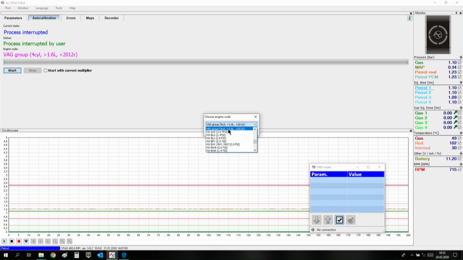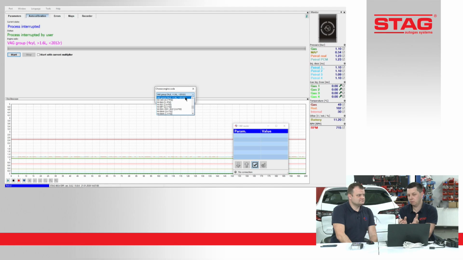One of the engine codes is called VAG group, 4-cylinder, higher than 1.6 liters and lower than 2012. So if you have a car that is in this group of engines, in our manuals there may be no exact entry if the engine is out of the list. But if it is related to the Volkswagen Audi group, 4-cylinder, 1.6 engine or more, you can use this VAG group to calibrate the engine. But of course, you need to be sure about the connections.